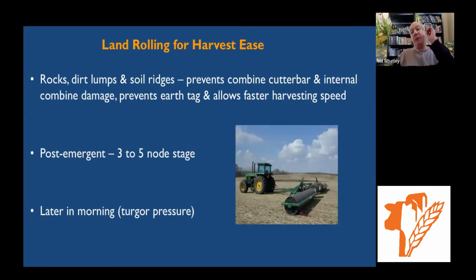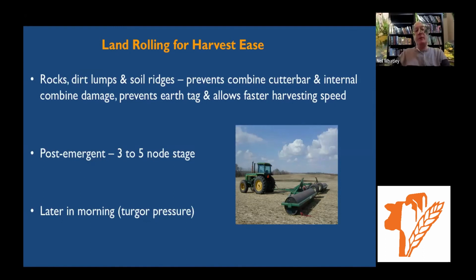Land rolling is as important for peas as it is for lentil. It pushes rocks into the soil, breaks up dirt lumps and smooths out soil ridges, prevents combine cutterbar and internal combine damage, prevents earth tag, and allows faster harvesting speed. Rolling is standard procedure now with pea and lentil.